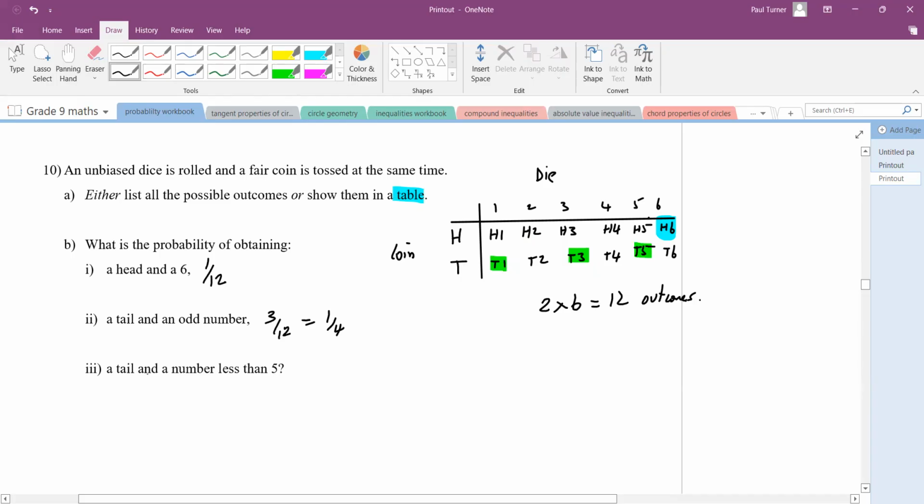A tail and a number less than 5. So now tails, but a number less than 5. So that could only be these 4 here. So this would be 4 out of 12, which will become 1/3 or about 33.33%. So that's the final answer for that question.